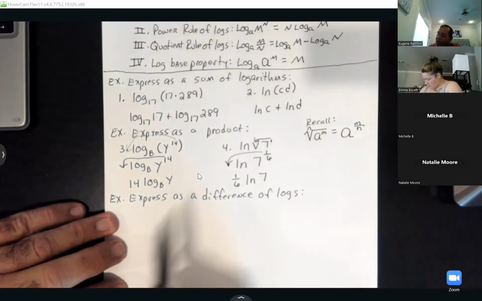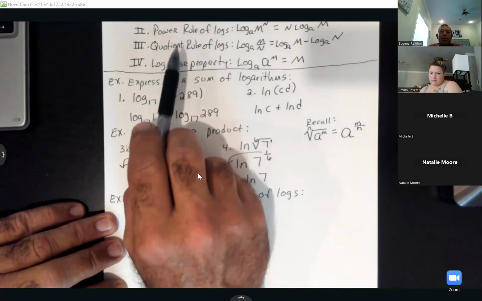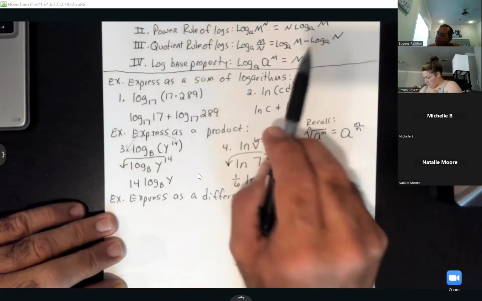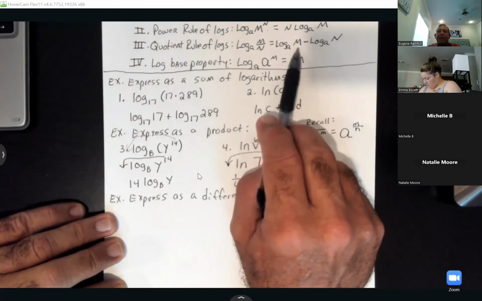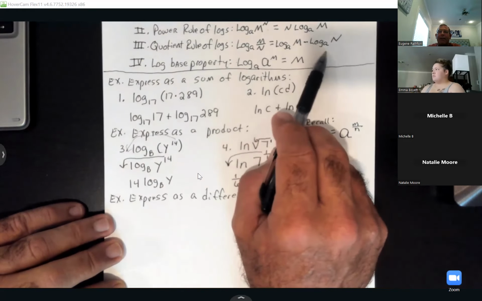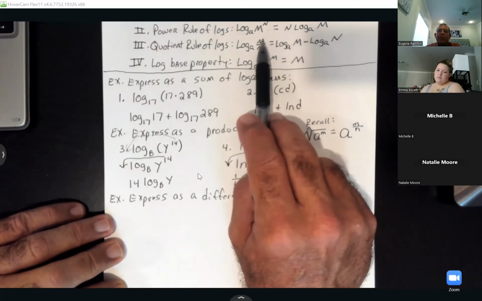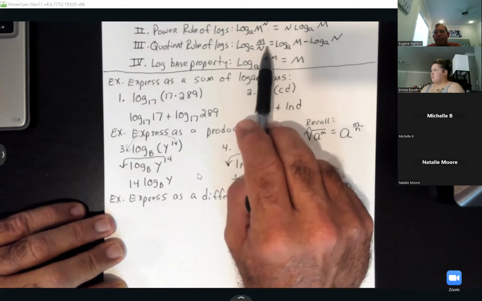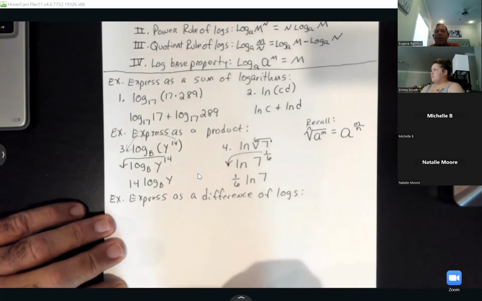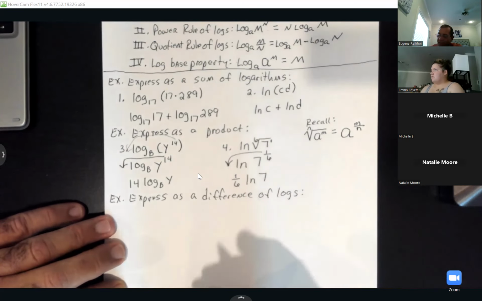And if we're going to express them as a difference of logs, we're going to use the quotient rule because it's the only one that's got anything that looks like a difference on it, okay? Now remember, it's always the top minus the bottom, just like it was with the exponents a while ago, okay?